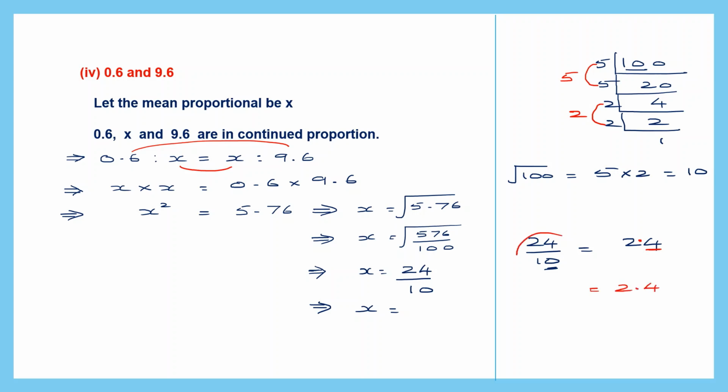So 24 by 10 is 2.4 and now we have found the value of x, that is 2.4, and x we know is the mean proportional. So let's write our answer. The mean proportional is 2.4. So this is our answer.